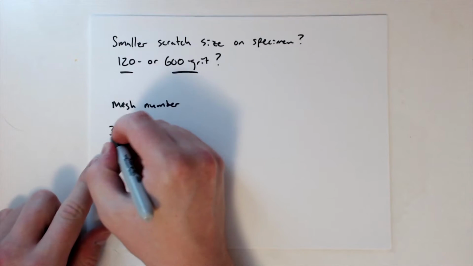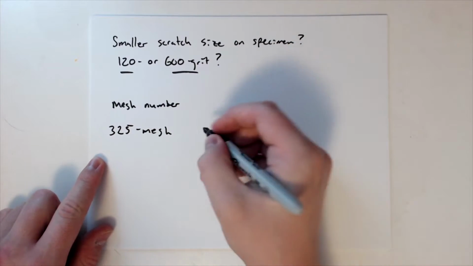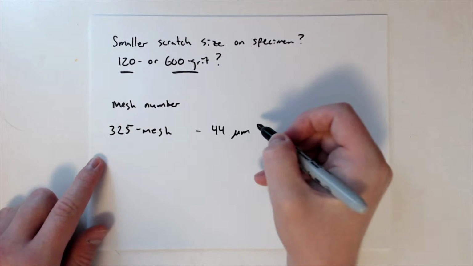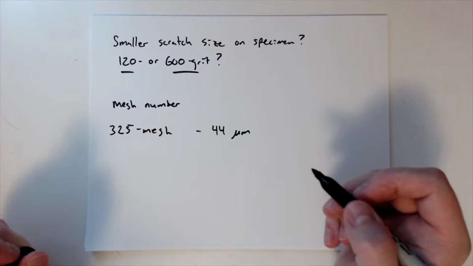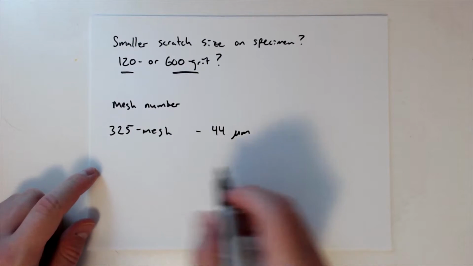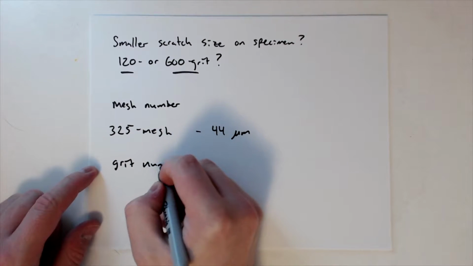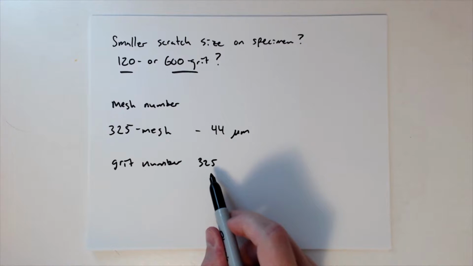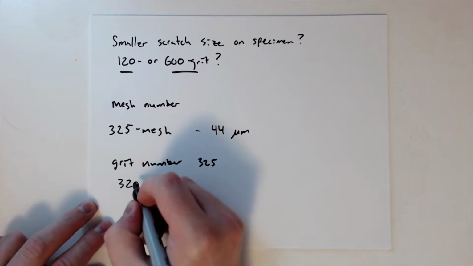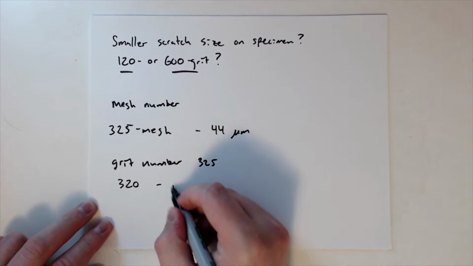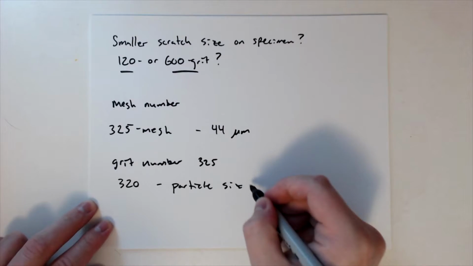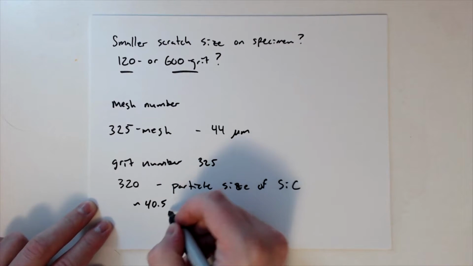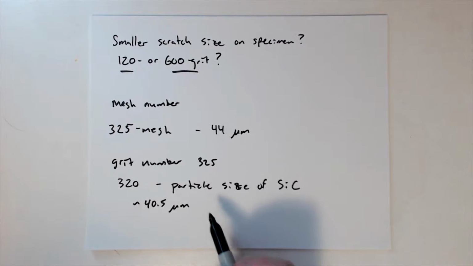So if we think back to one of them that I used in that demo, I used a 325, and that had an opening size of 44 or 45 microns. And so, you know, that's the mesh size. So if I see a grit number of 325 as well, and so a common one is 320. That 320 may not surprise you, but the particle size of the silicon carbide is roughly 40.5 micrometers. So that tells us whatever passes through, it's the same size.